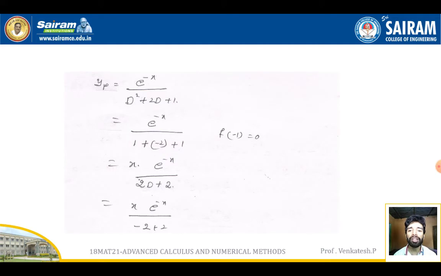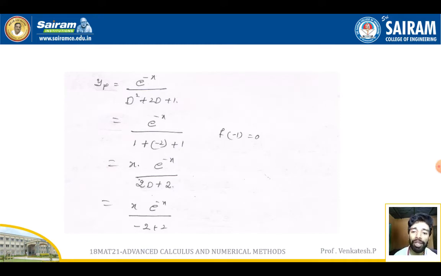So already I told that if the denominator becomes 0, we have to differentiate the denominator and multiply x for the numerator. So in the next step, I multiplied x for the numerator and differentiated the denominator. Differentiating d square, I got 2d. Differentiating 2d, I got 2. So I got 2d plus 2. So again I am going to replace d is equal to minus 1. I got minus 2 plus 2. It is again 0.